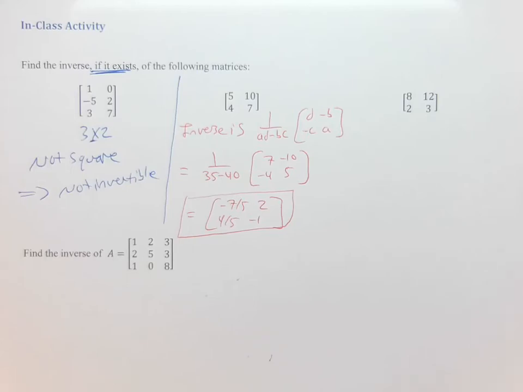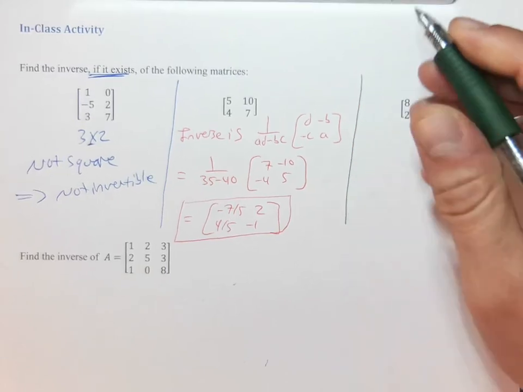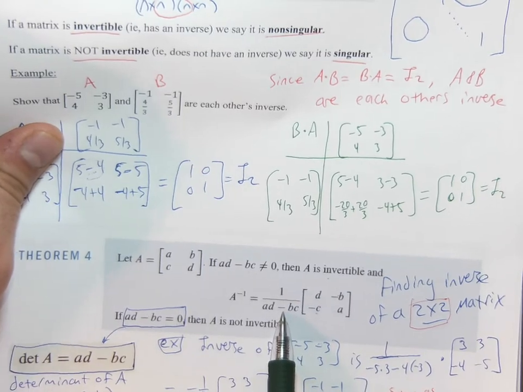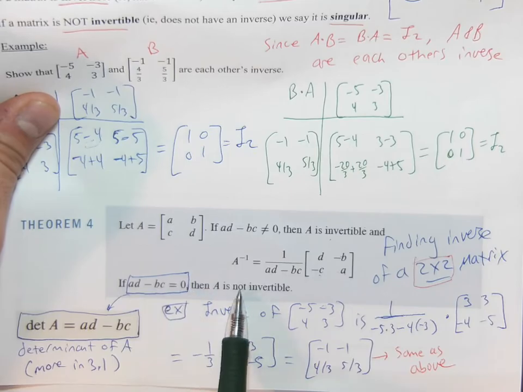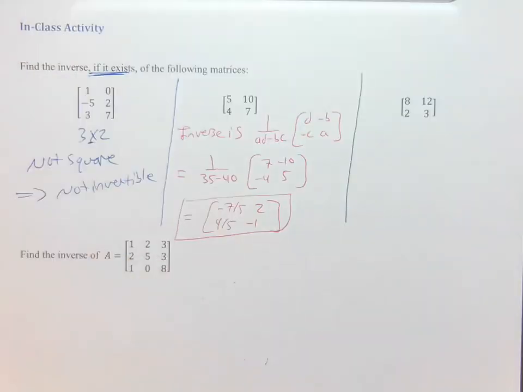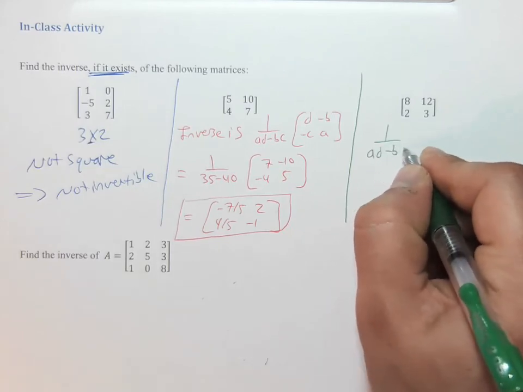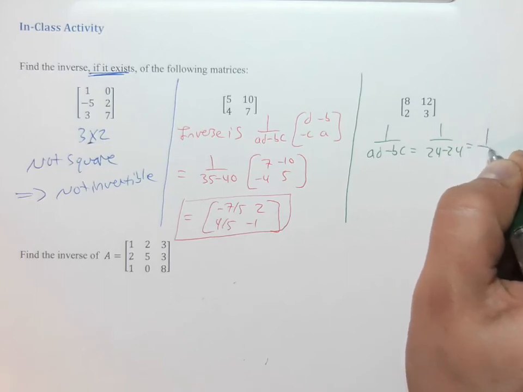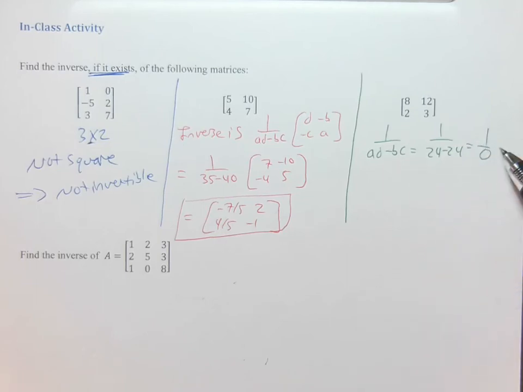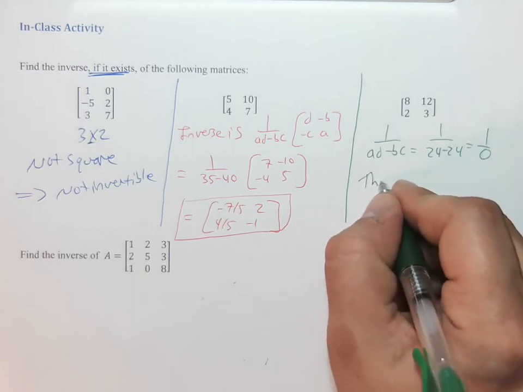The third one is not invertible, and I know that because of what it says on the first page here, right? So you need to do this 1 over AD minus BC, which is called the determinant. And what it says here is if that ends up being 0, that implies that A is not invertible. Well, in this particular one, AD minus BC is 24 minus 24, and so we get 1 over 0. And so since the determinant ended up being 0, we don't have an inverse.